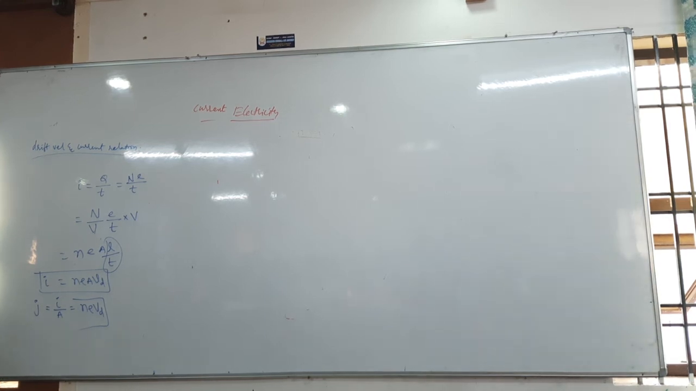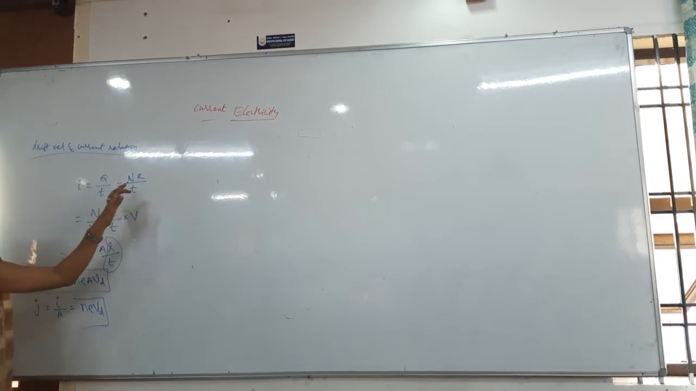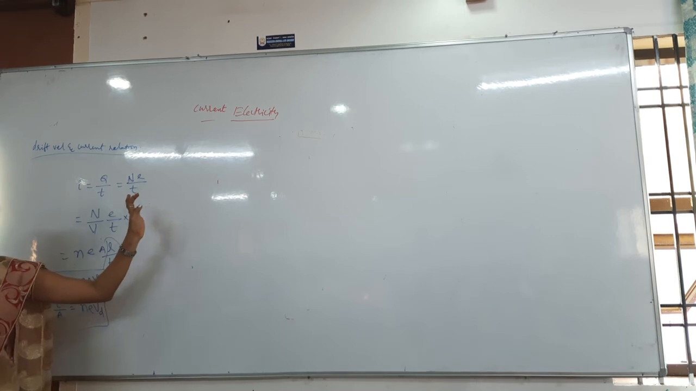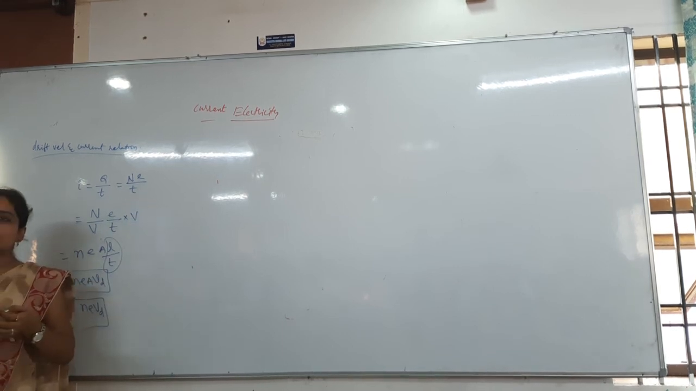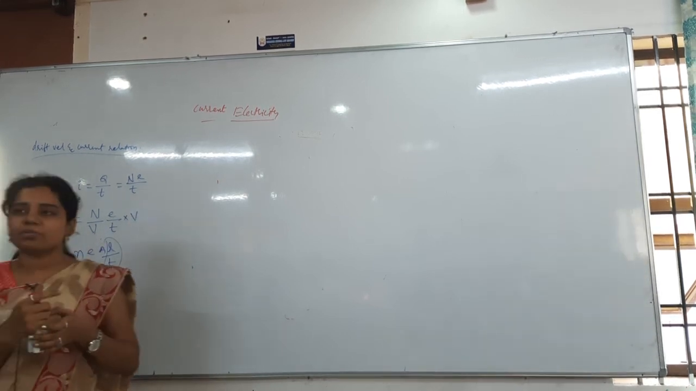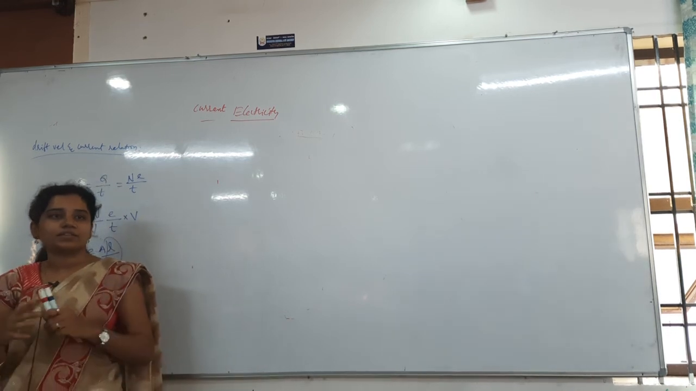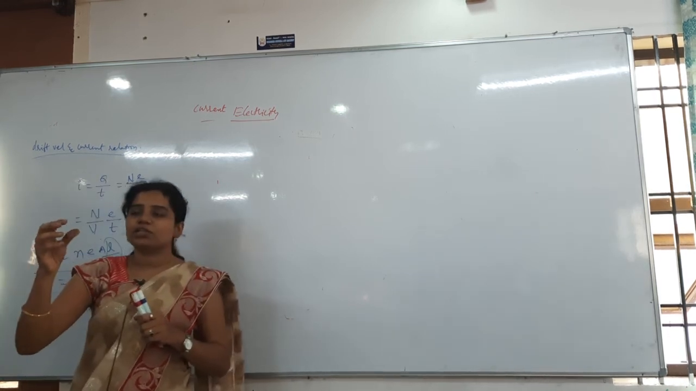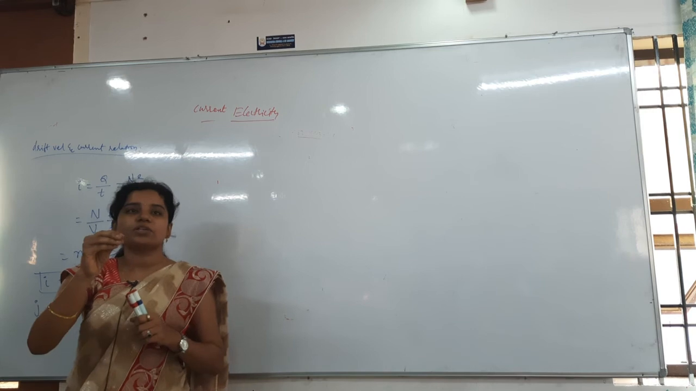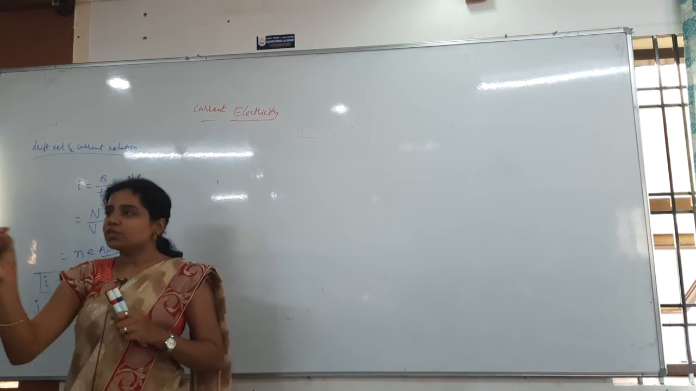Done. See that here I have written small n before. I is equal to Q by t is the formula for us. Q is equal to plus or minus Ne. There you might take small n or capital N, there is no problem in that. Why? Because there is no conductor. We have talked about this in electrostatics. We are talking about individual electrons.